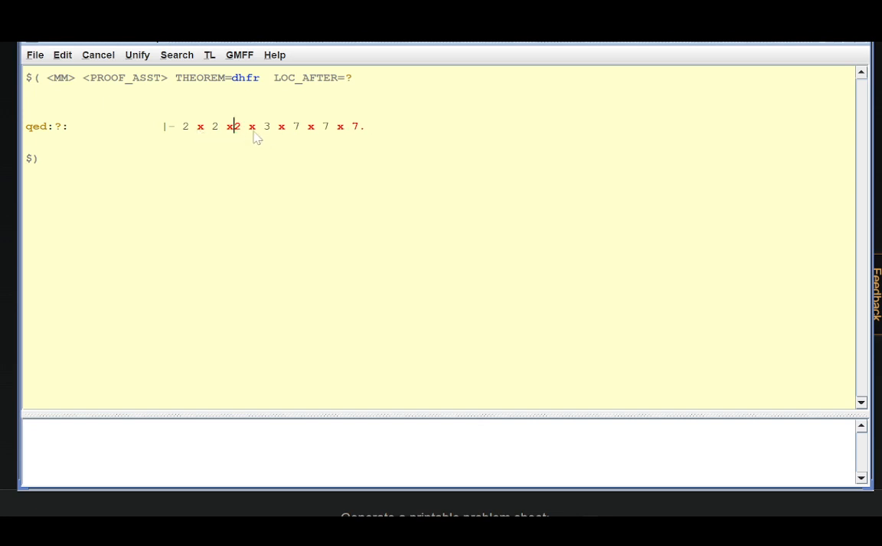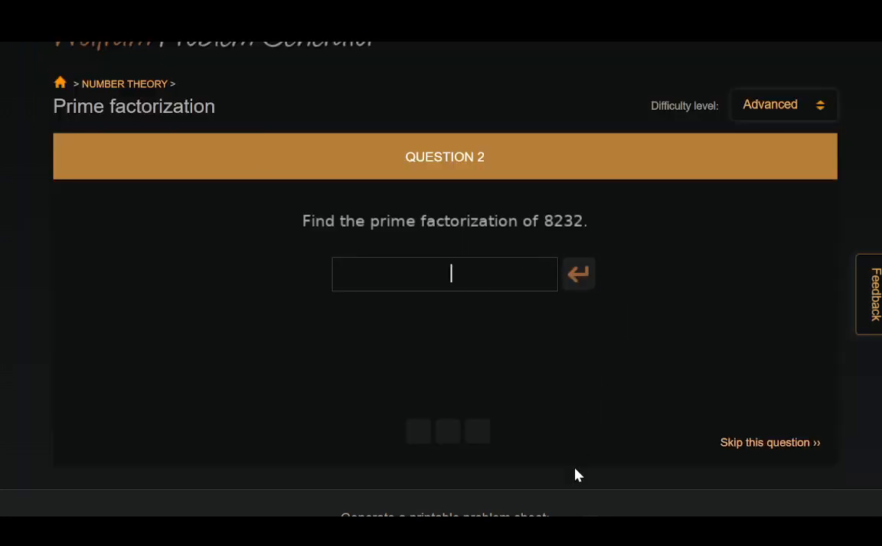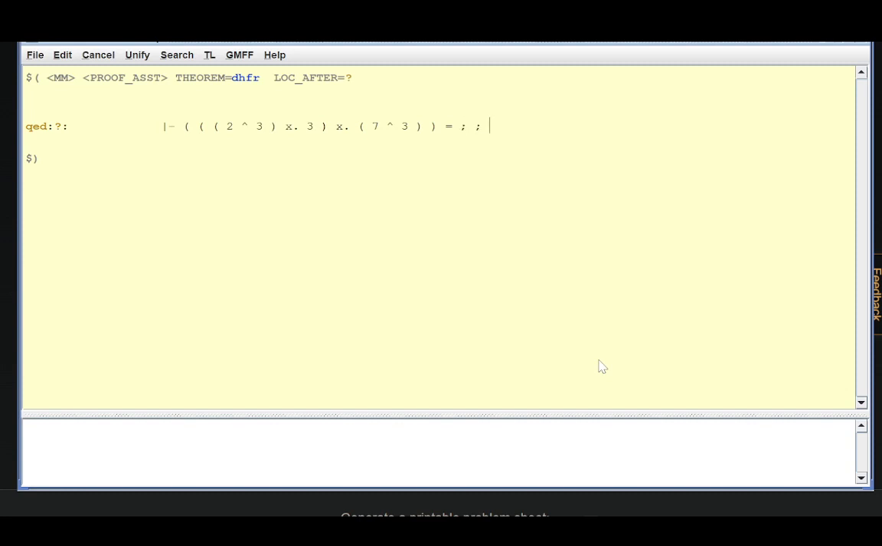Okay, so let's have 2 cubed in brackets times 3 times, and then we need 7 cubed. Okay, and then that bracket needs to be closed off like this. And then that equals 8232. Okay, that's at least grammatically correct.